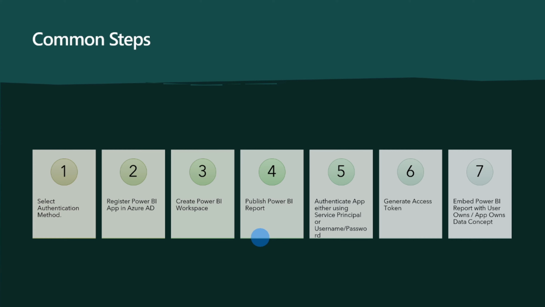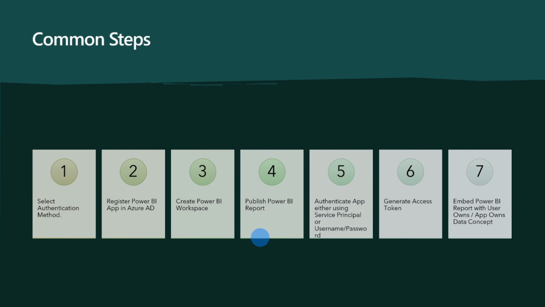So, for example, if we are going to use the app owns data concept, we will have two types of authentication mechanism available. One is using service principal and the second is using master account. We will be talking about both of these authentication mechanisms in detail in the next session of this series.